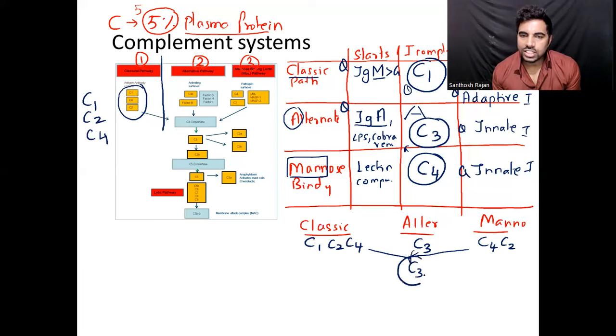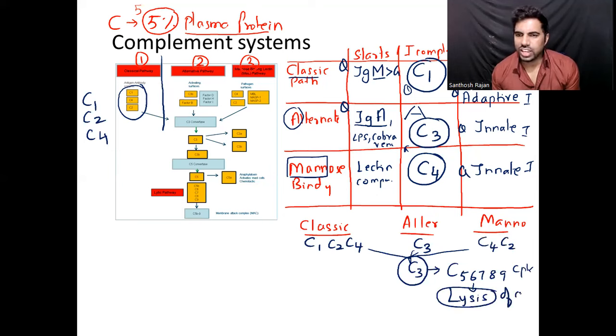C3. For C3, what happened? It goes and combines with, it activates the next complex, which one? C5, 6, 7, 8, 9 complex. Membrane attack complex. That causes the lysis of the cell. Lytic pathway, then they go to lysis. Lysis of the bacteria or whatever. Lysis of the cell. Very simple, basic.